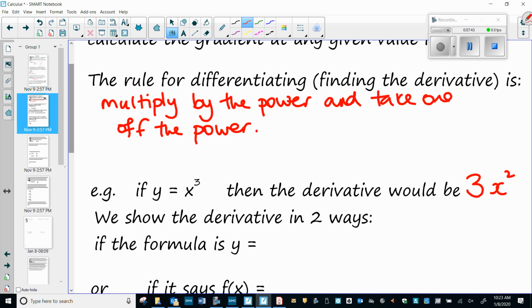We have just differentiated this expression. Power comes to the front, so we multiply by the power, and we take 1 off the power. That's all you have to do.